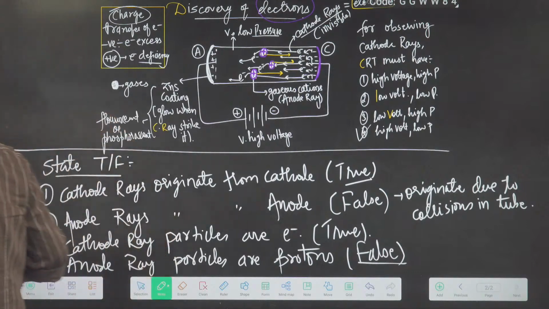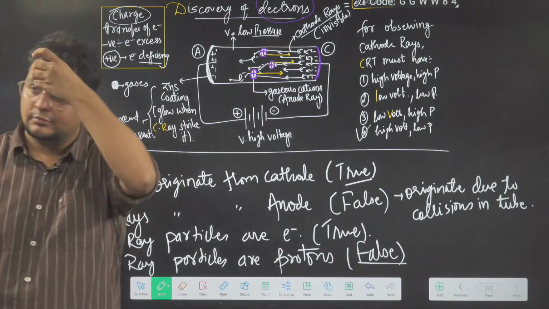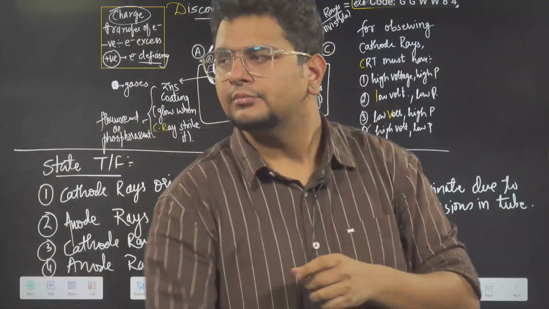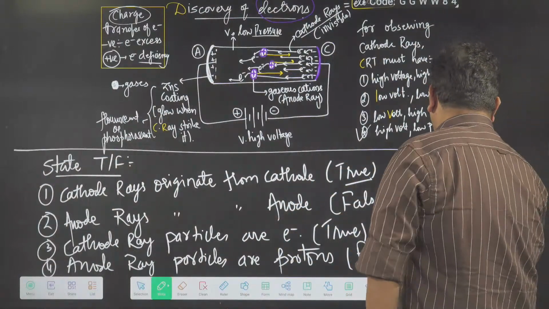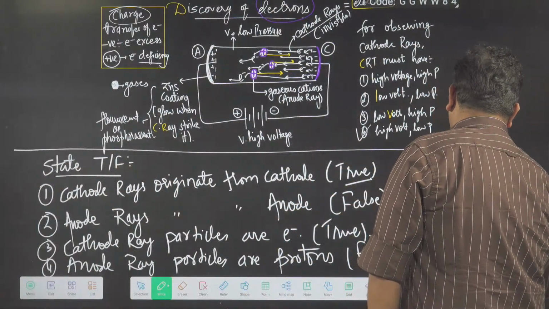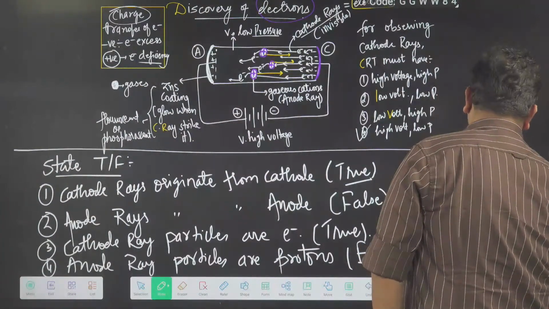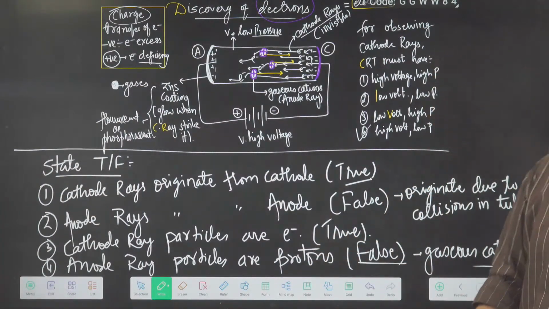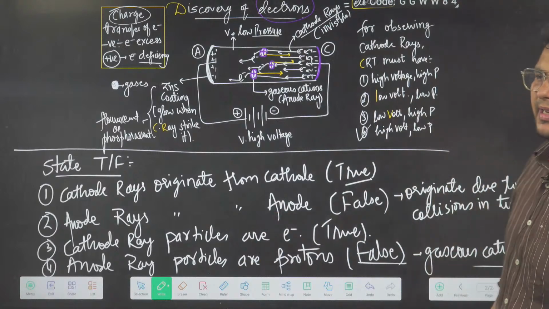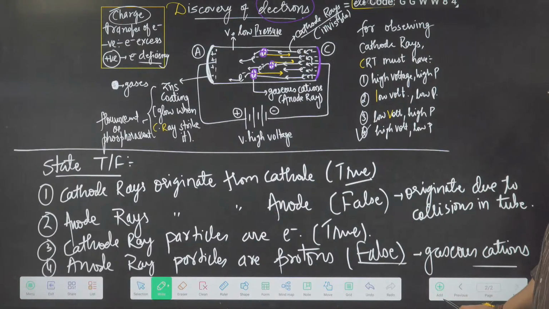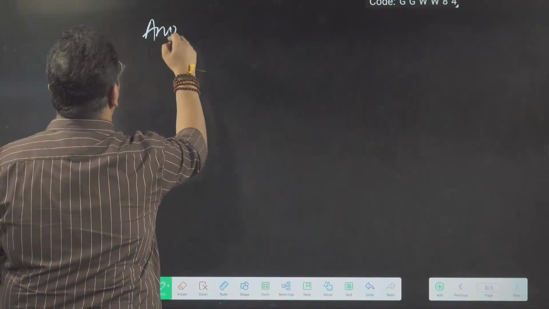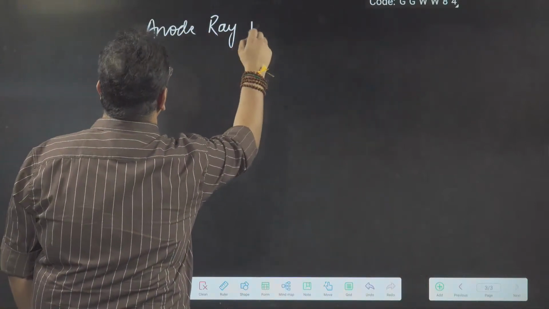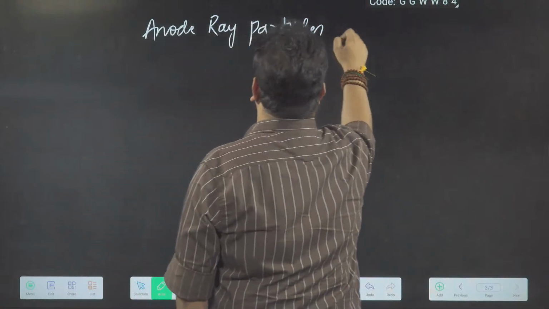Yes? Clear? Very good. So they are not proton. What are they? They are gaseous cations. Talking about this gaseous cation a little more. Go into the next page. So when I talk about this gaseous cation, anode ray particles, they are positive particles.